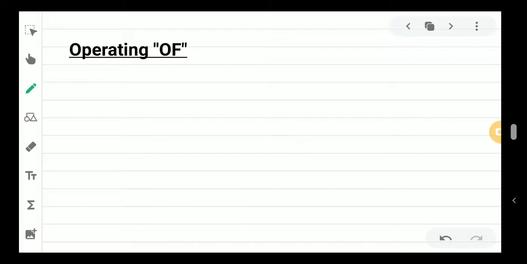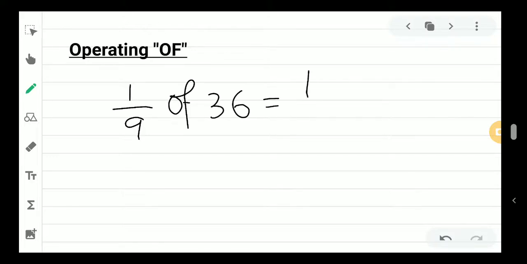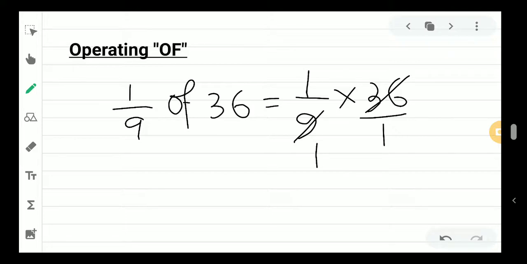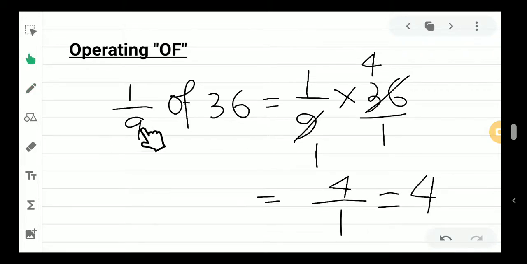Let's say we have 1 by 9 of 36. In this case we can write this 1 by 9 into 36, and as I told you, 36 by 1. So 9 1 times is 9, and 9 4s is 36. So what remains? In the numerator we have 4, and in the denominator we have 1, but the denominator 1 is meaningless, so you can write it as 4. So 1 by 9 of 36 is 4. The final answer is 4.